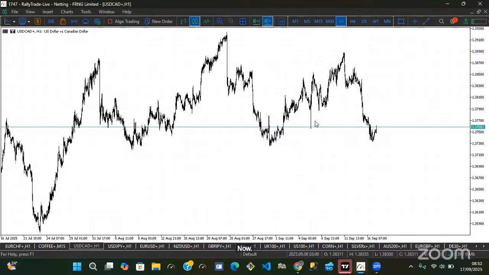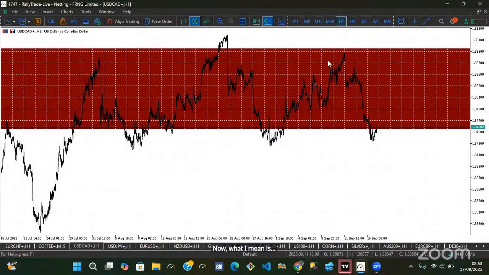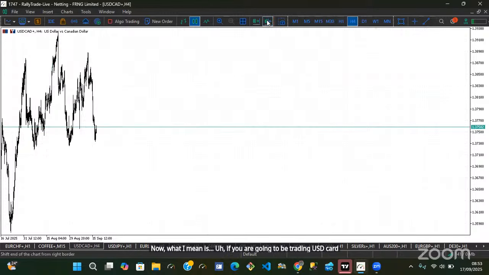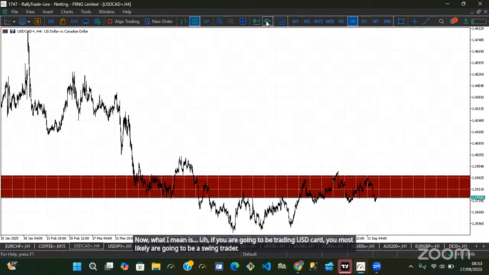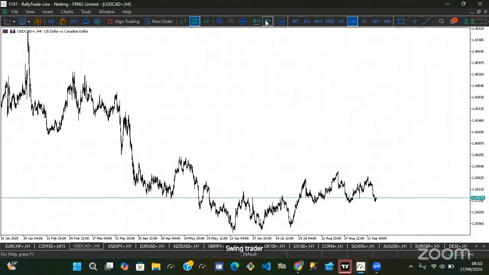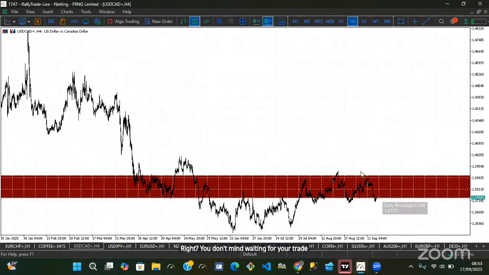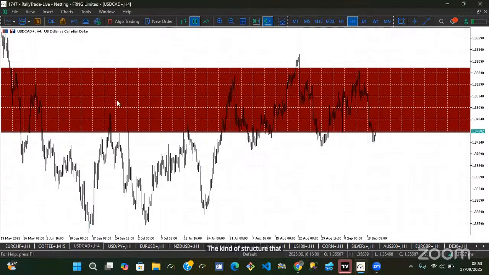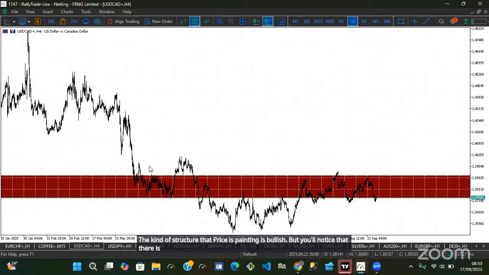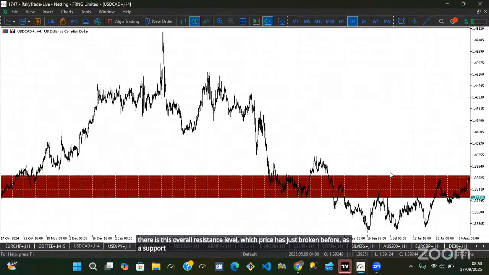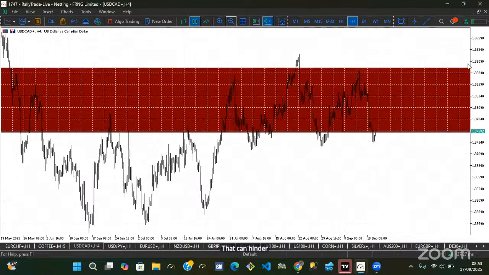Now, what I mean is, if you are going to be trading USDCAD, you most likely are going to be a swing trader. Swing trader means that you don't mind waiting for your trade for a long time. Now, obviously, the kind of structure that price is painting is bullish. But you notice that there is this overall resistance level, which price has just broken before as a support, that can hinder price from going to the upside.